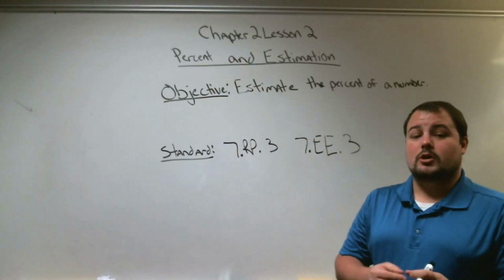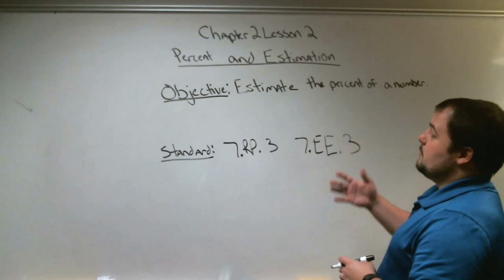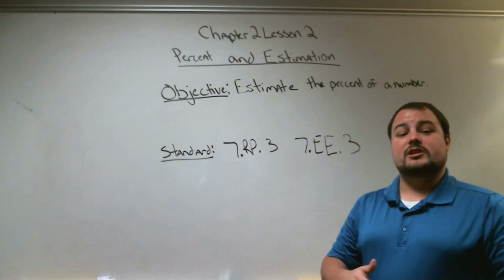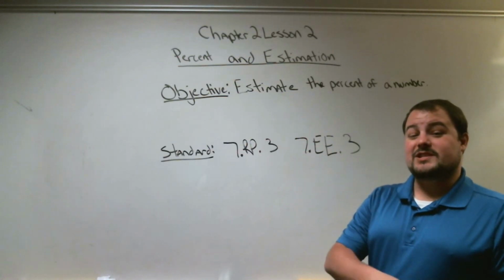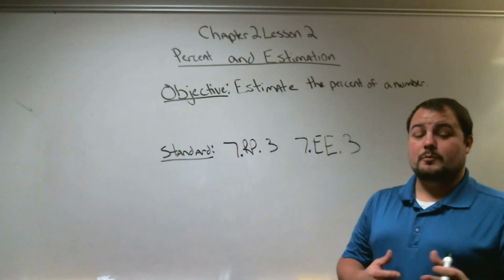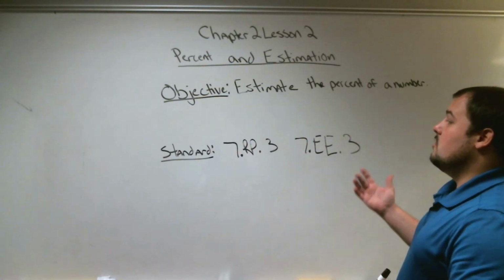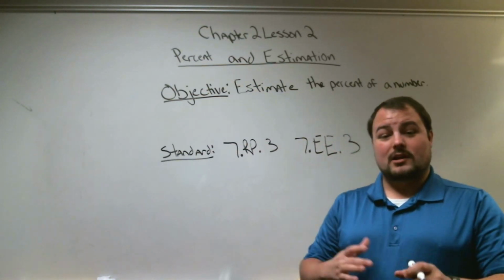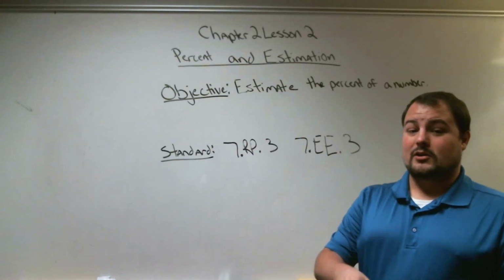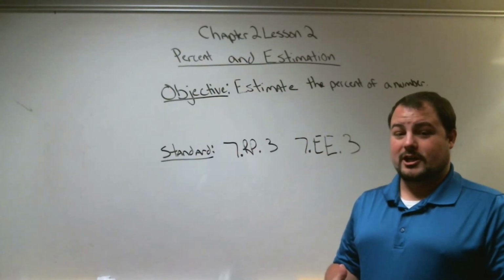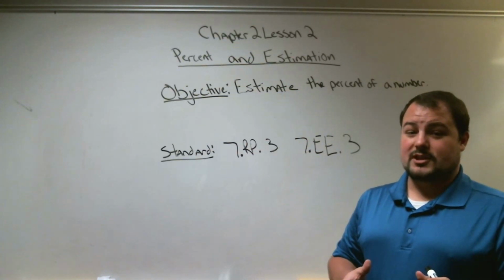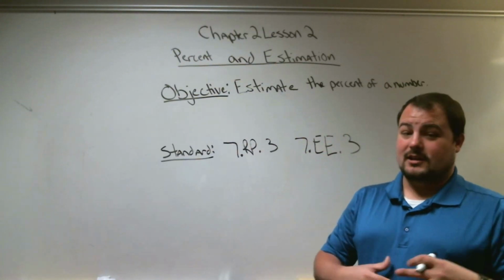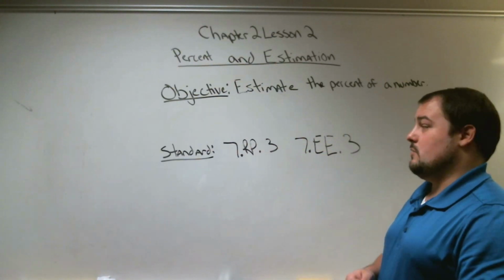In this video we're going to be talking about the percent and estimation of a number. We're going to do what we did in the previous lesson, where we take a percent of a number, but now we're going to do it for estimation purposes. Our objective is to estimate the percent of a number. Our goal is to do a lot of this without calculation, without using a calculator to figure out our answers. We're going to look at percents that are bigger than 100 and less than 1. So that's what we're going to be doing in this lesson.